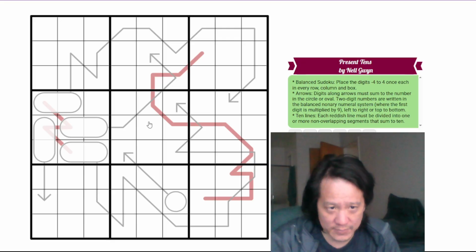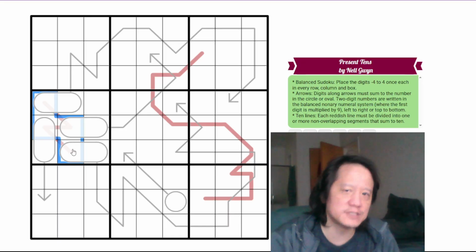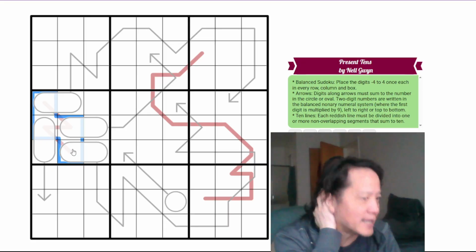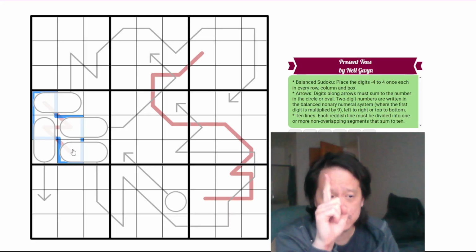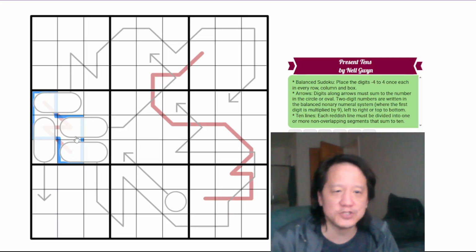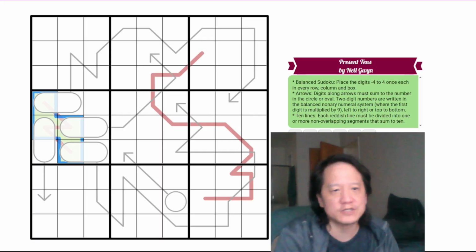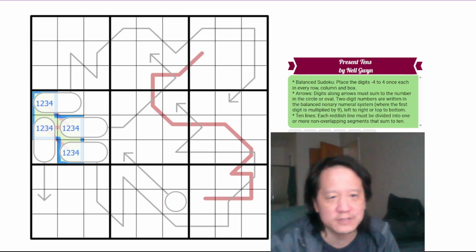Let's go. Okay. 4 digits in the same box, and they must add up to 10 at least once. It has to be the digits 1 through 4. So these are all the positive digits, which means all the other digits are 0 through 4 in the negative direction. So these are the positive ones.